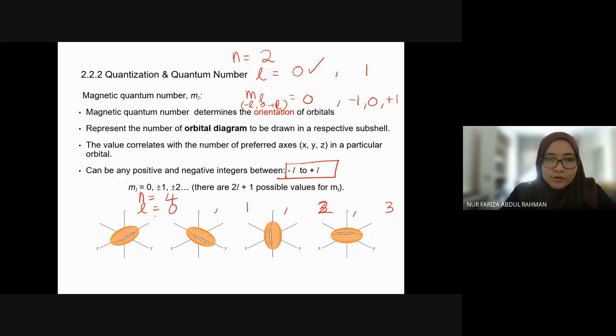So then next will be ML. For ML, do not choose. You have to list all the ML for that particular L, unless the question has specified any of the L given. Tapi kalau ini in general, you should list out all the ML for each L. Now let's go for L is equal to 0 first. What will be the ML for 0?